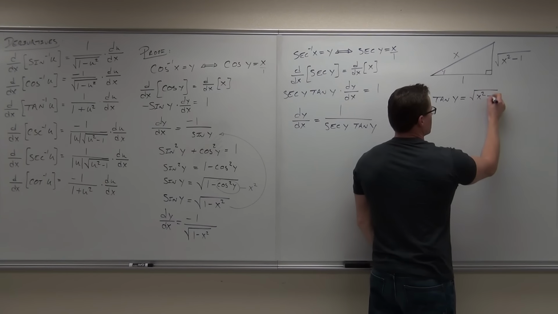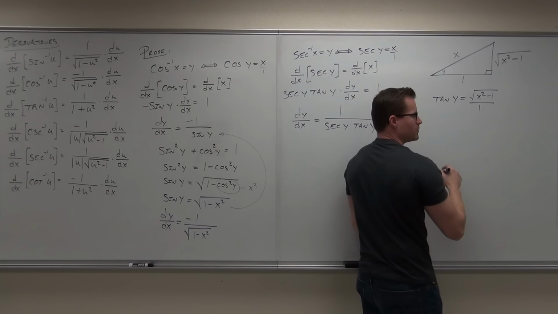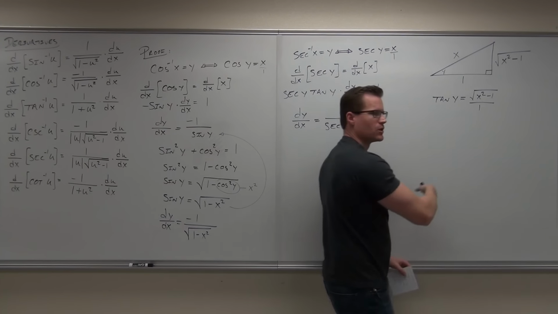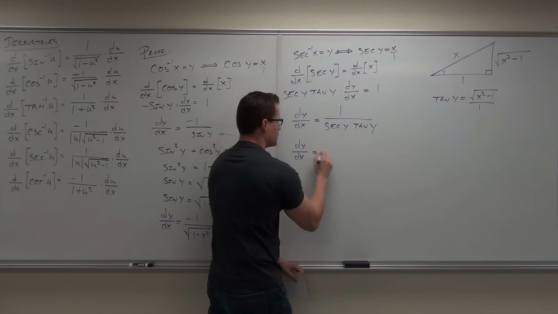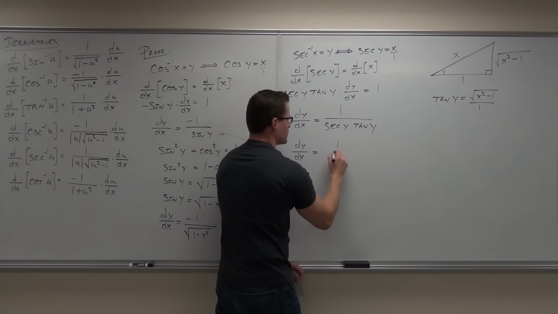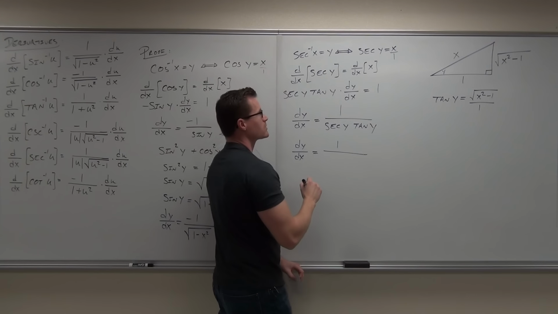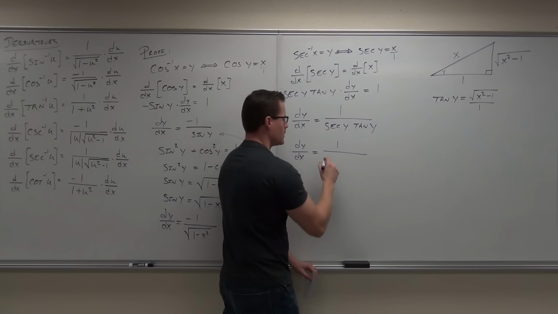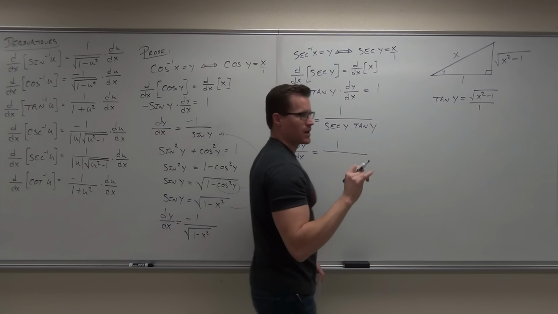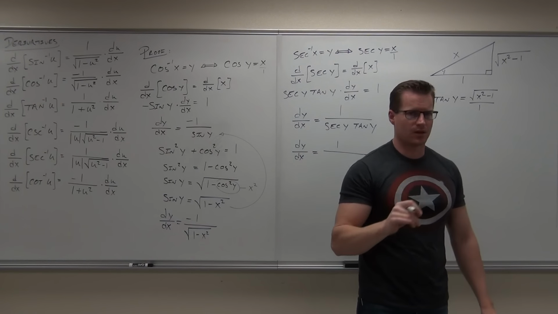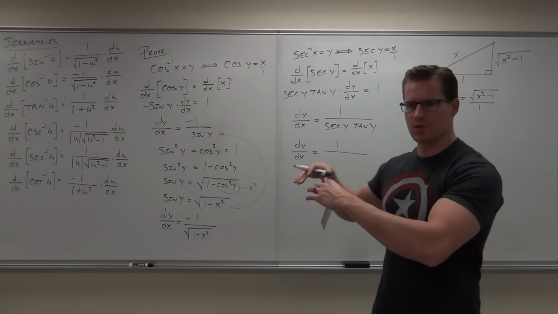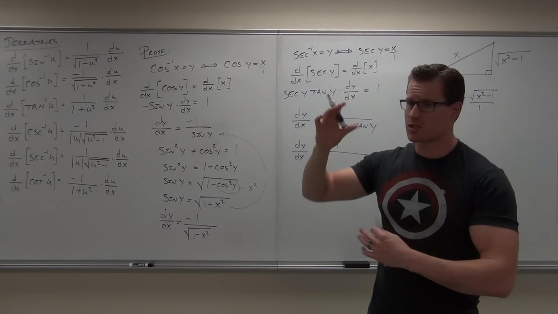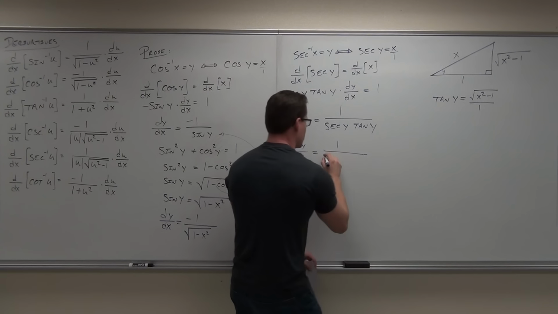Opposite over adjacent, but the 1 doesn't really matter, so here we go. dy dx equals, hey, look at that, that's positive 1. How much was secant y again? Now, here's what we're going to do. Because x here is the hypotenuse, and a hypotenuse can't be negative, even if you were to do this on your coordinate system, that length is always positive. To show that, we put an absolute value.